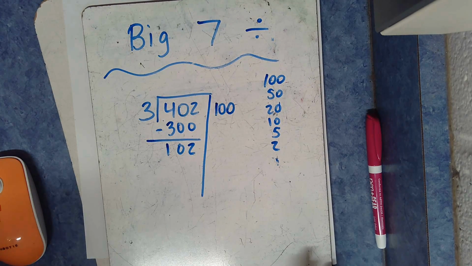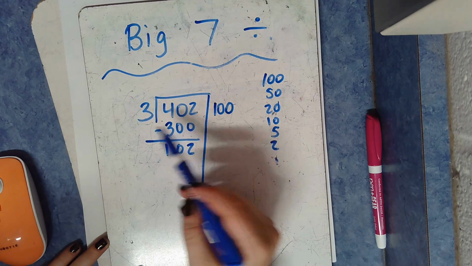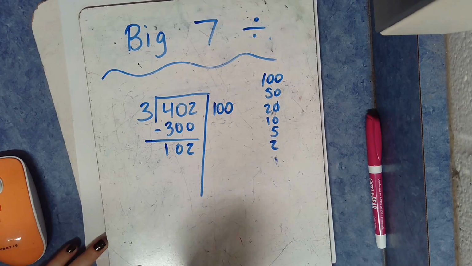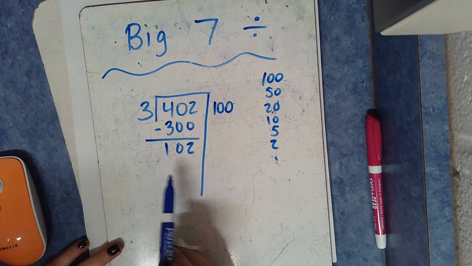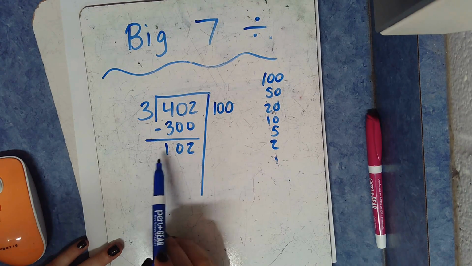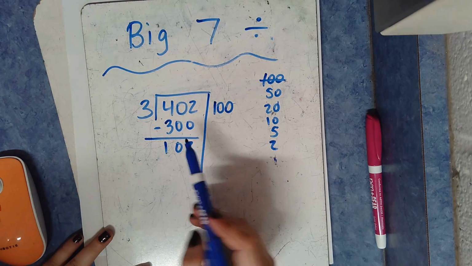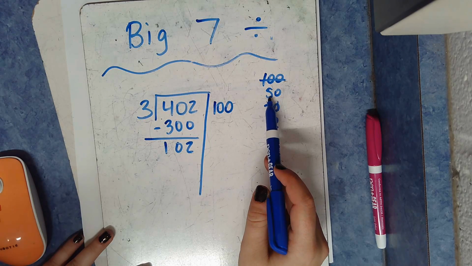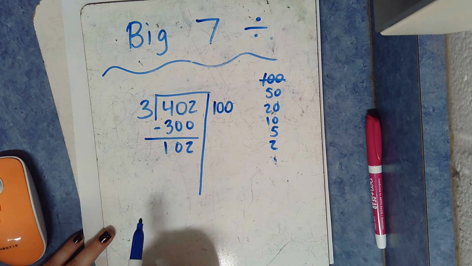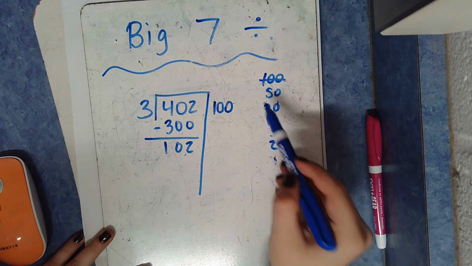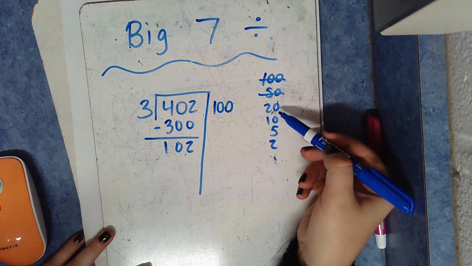Well, the question I normally ask is, can we do another 100? Can we do 3 times 100? And the answer is no, because 300 is larger than this 102. So I can't do this anymore. With background knowledge, I know 3 times 5 is 15, and adding a 0, that would be 150. So that's still too much. So we're going to try 3 times 20.